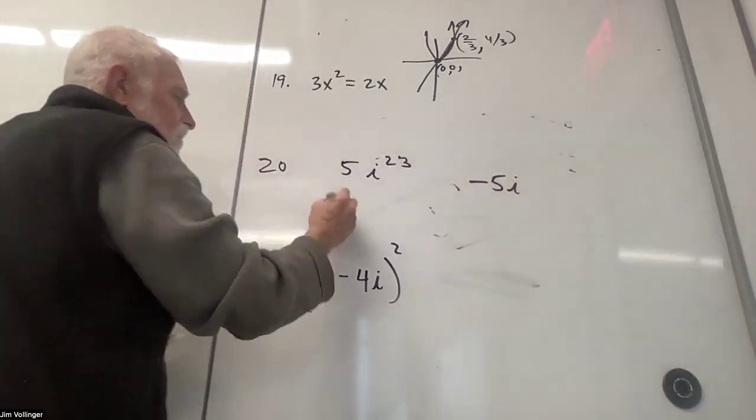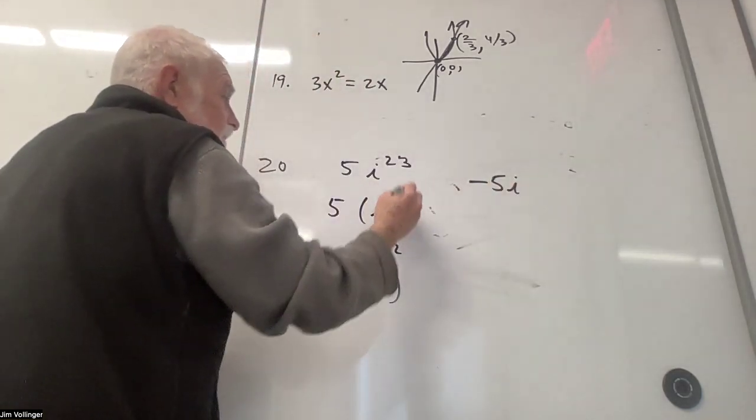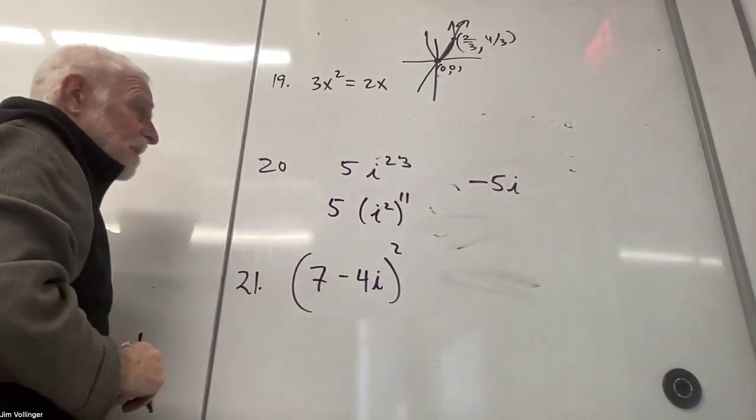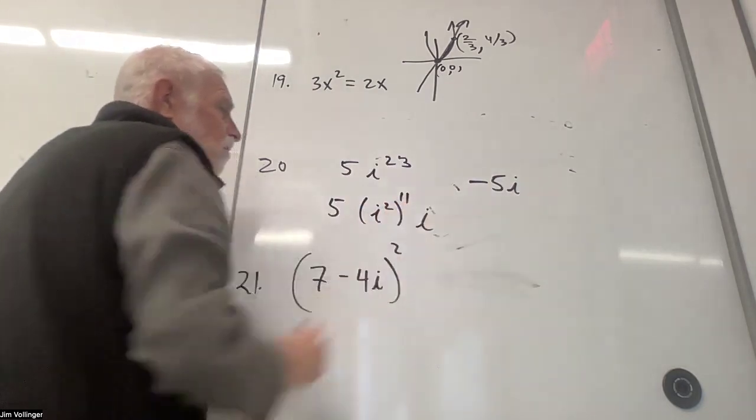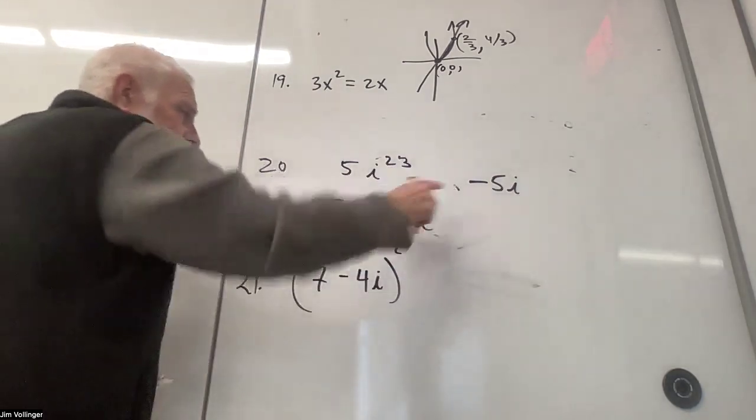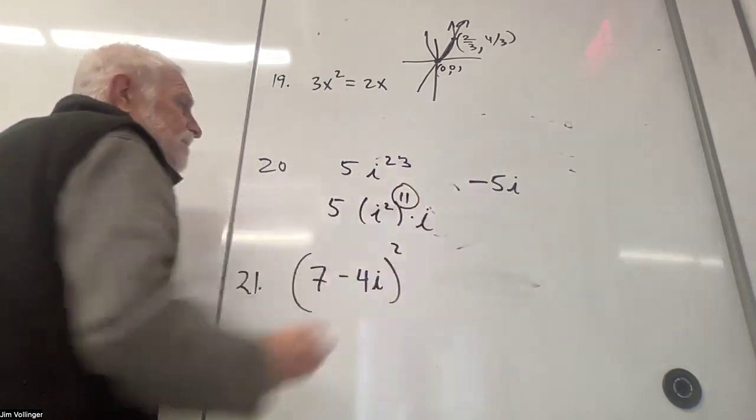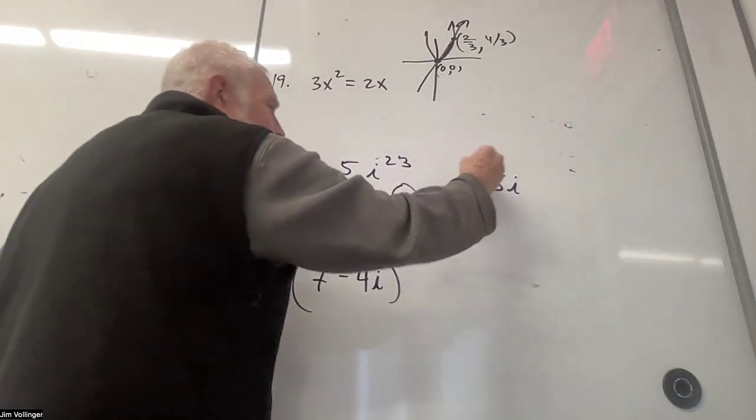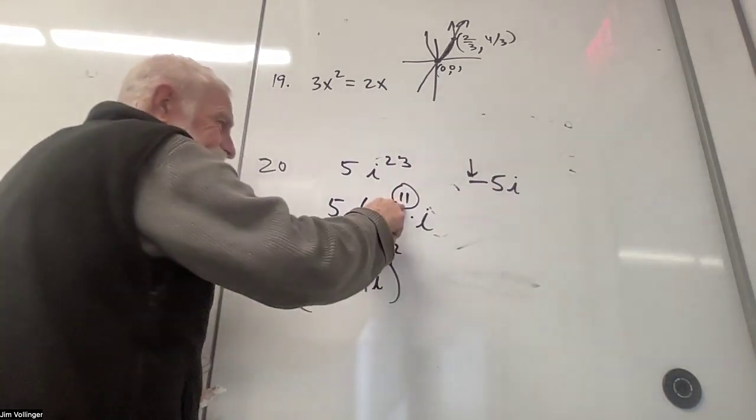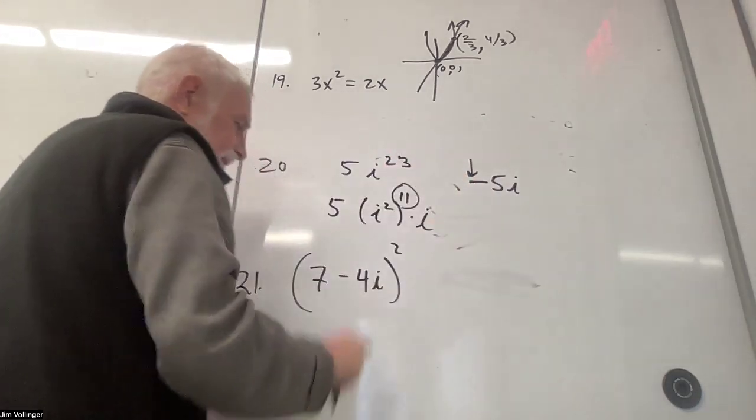Okay, when I looked at it, I saw i squared fits 11 times. Well, that's -1. And 22 to get 23, I need one more i. So -5i. It all comes down to that exponent. When it's odd, I get one of those. When it's even, I don't.